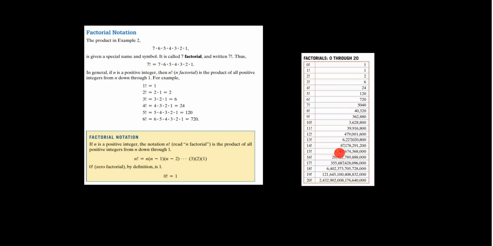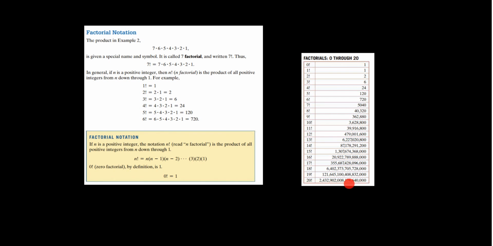It's just kind of showing you how the numbers grow super duper fast. Like for instance, from 5 factorial to 6 factorial, we go up 600. From 6 factorial to 7 factorial, we go up 4,300. And then from 7 factorial to 8 factorial, we go up 35,000, and it just goes up faster and faster and faster.